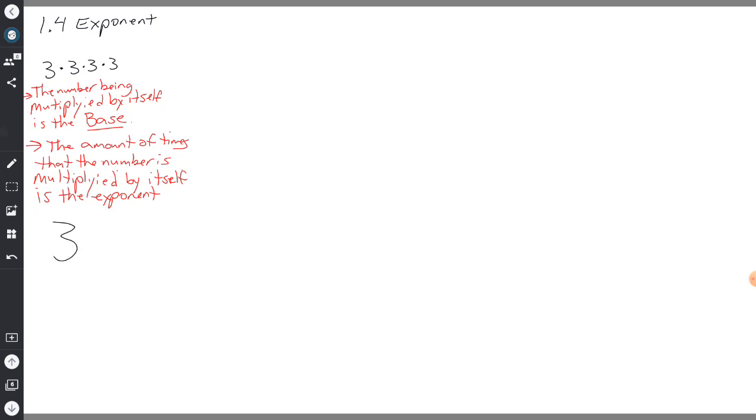So we can write this as 3 as our base, and then our exponent is going to be what? Right, 3 to the 4th power. So again, here, the 3 is your base, and the 4 is your exponent or power.